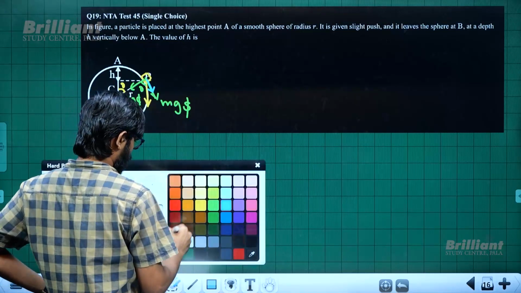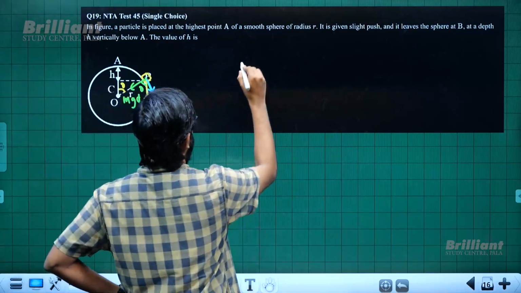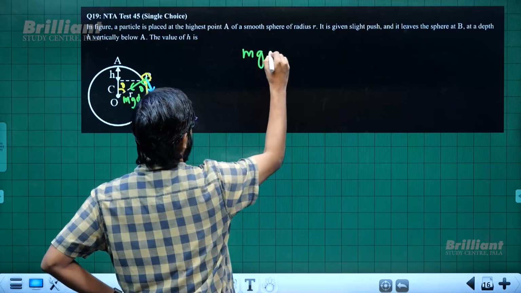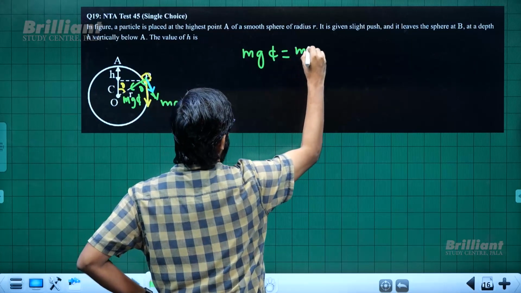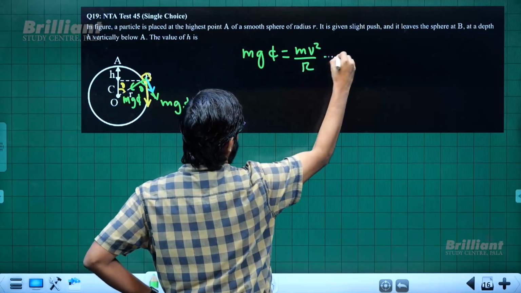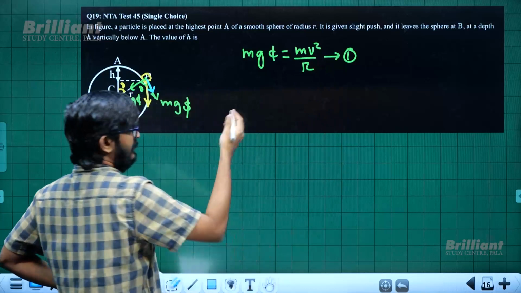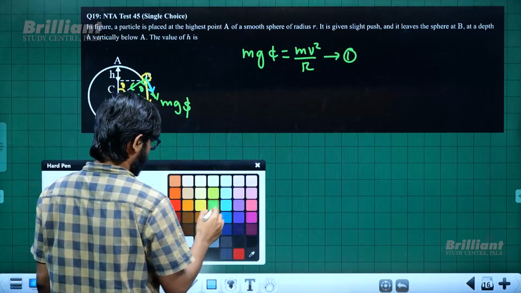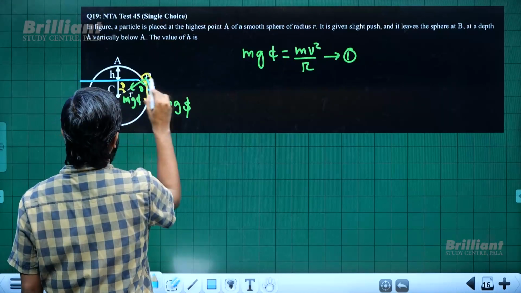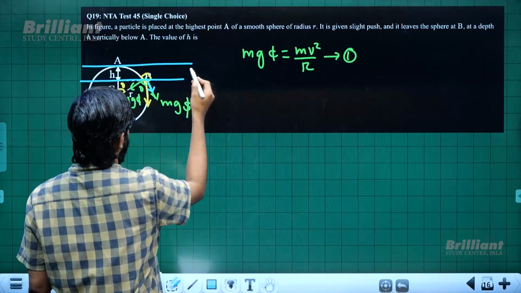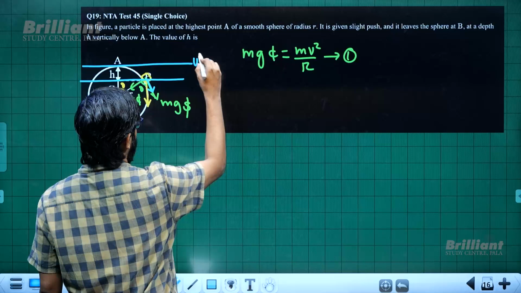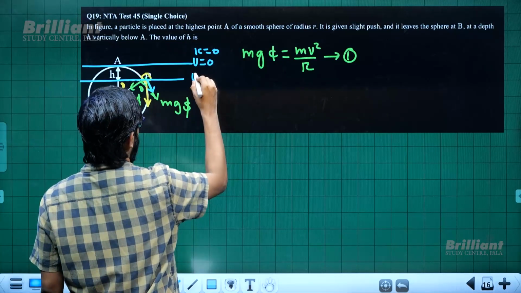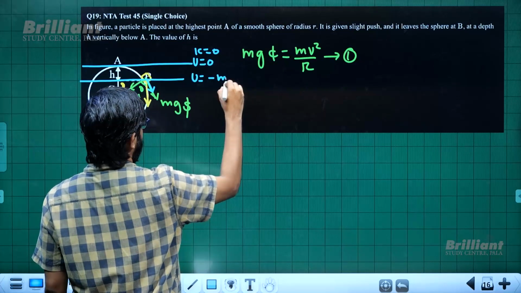Normal will turn out to be 0. So at that particular moment, centripetal force will be provided by mg cos theta. Mg cos theta equals mv square by r. This is the circular motion constraint. But there are two variables, cos theta and v square, right? So we'll be using mechanical energy conservation. What is mechanical energy conservation? I will take this potential energy as 0, kinetic energy is also 0. What is the potential energy here? Minus mgh.